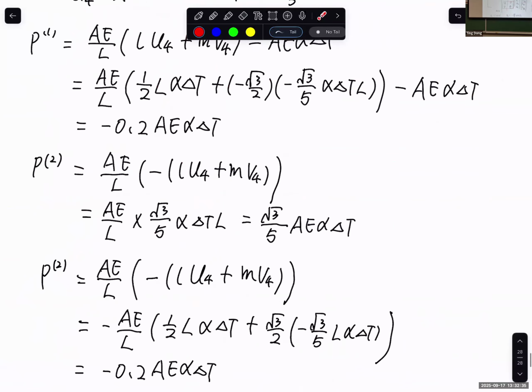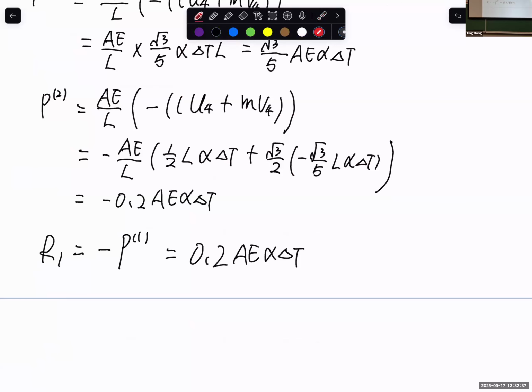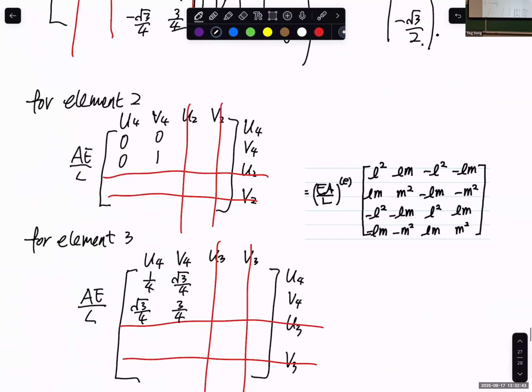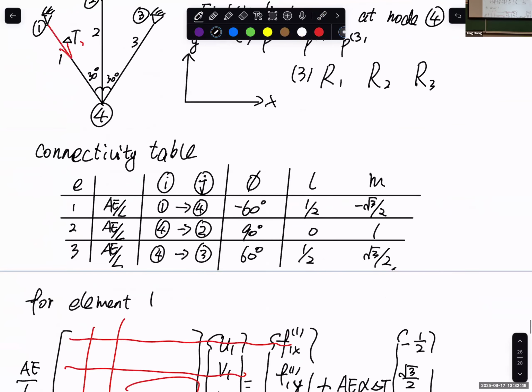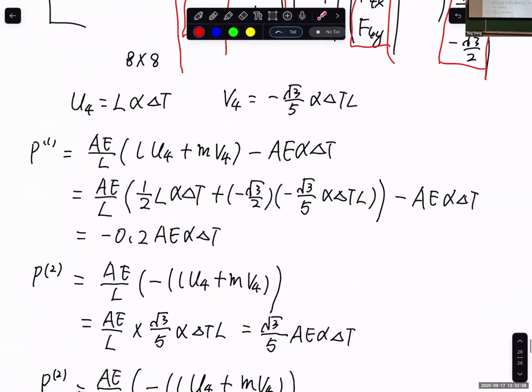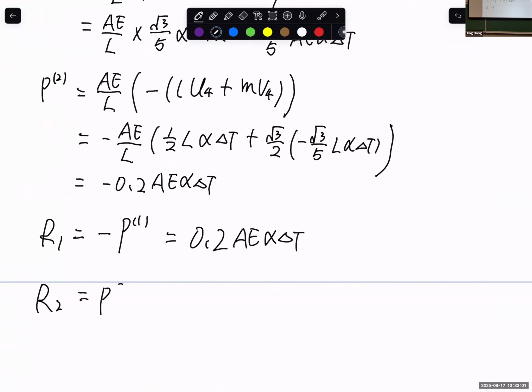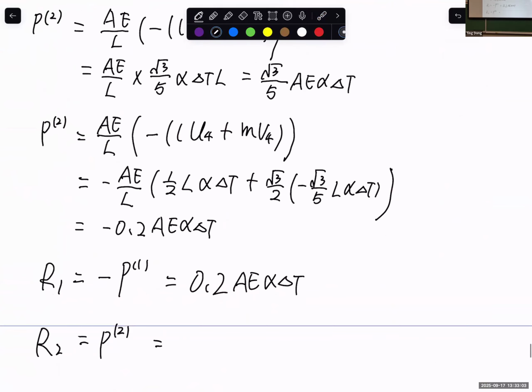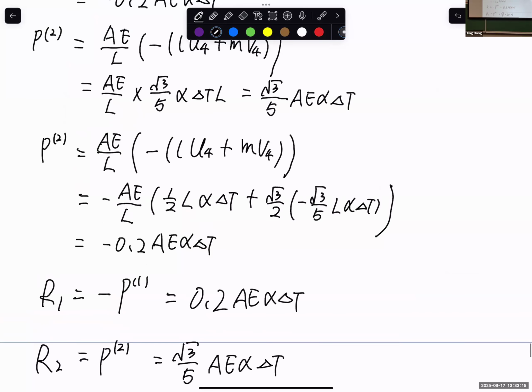And similarly, the reaction force at node 2. Since node 2 is the second node of our element, it's equal to the element force directly. Same magnitude, same sign. So P2 equals the element force. Right. And of course, you can double check.